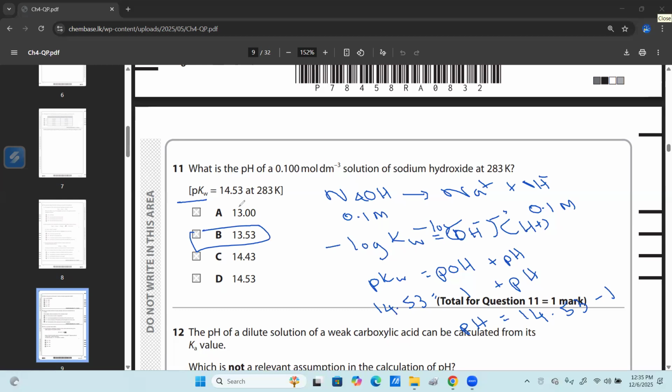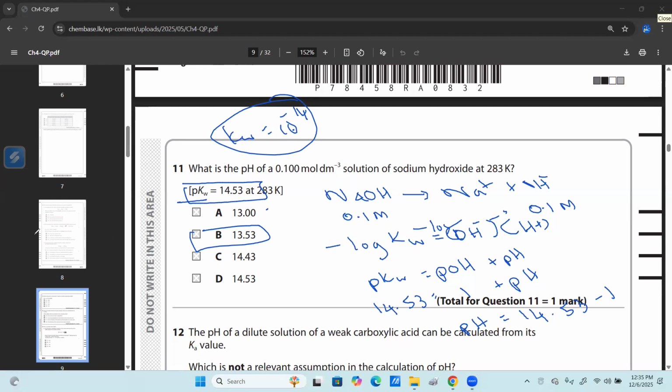So remember, children, normally Kw is given as 10 to the power minus 14. If you substitute with this answer, you get A as the answer, which is wrong. So you have to use what they have given.